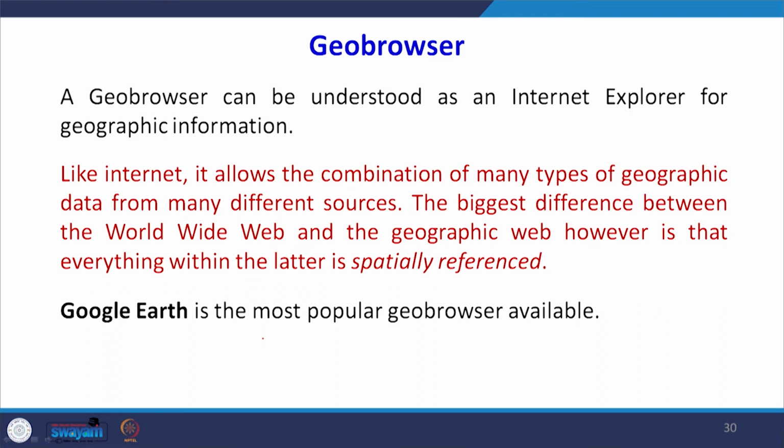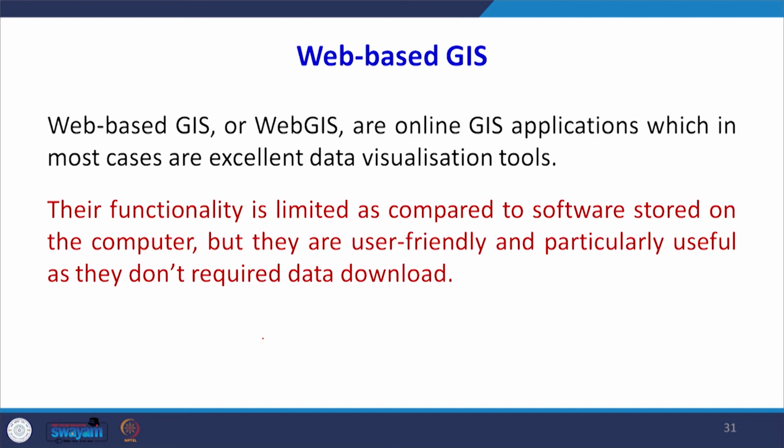You can download the data from various internet sites and use that data directly in your system software. Google Earth is the best example, where the images are geographically referenced images available on this browser. The third category is the web based GIS.